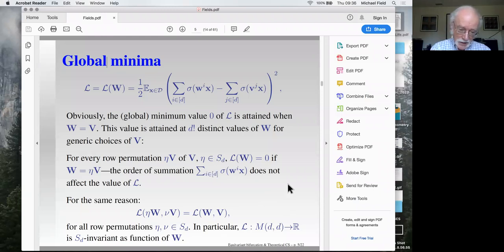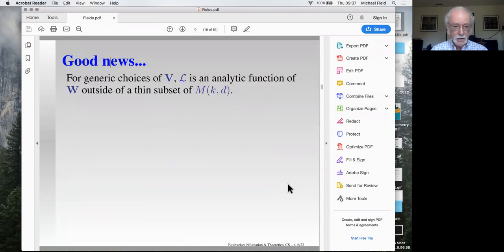For the same reason, okay, you can permute the rows of W or the rows of V and you don't change the value. So this is actually an invariant function. Any row permutation of the matrix W here will give you the same value of the loss. Okay, that's a very quick summary through that.